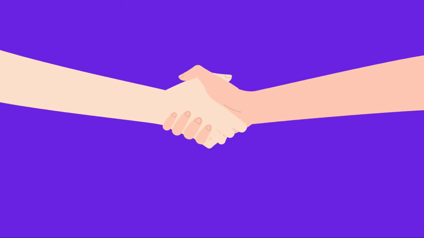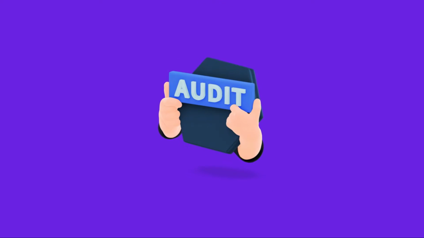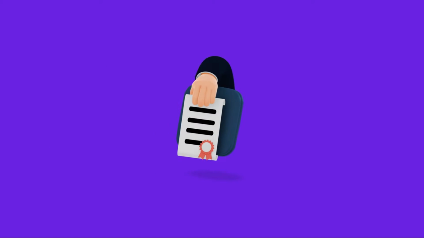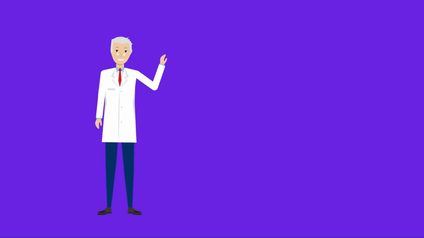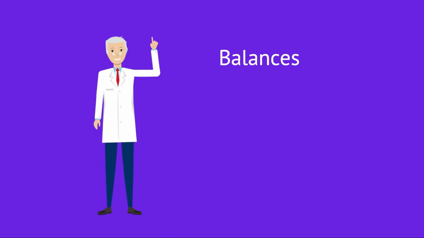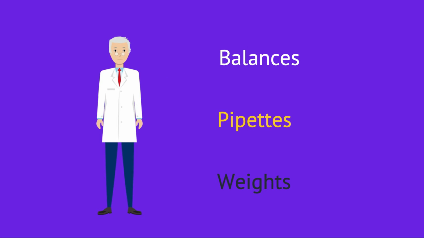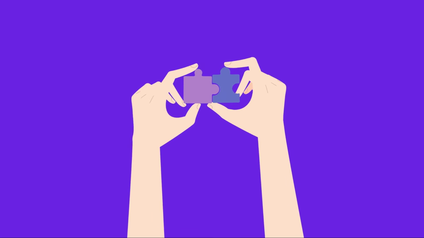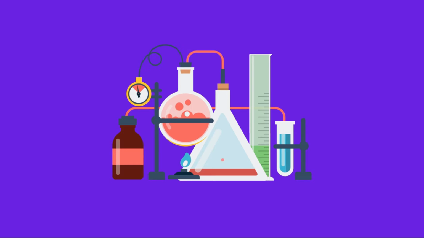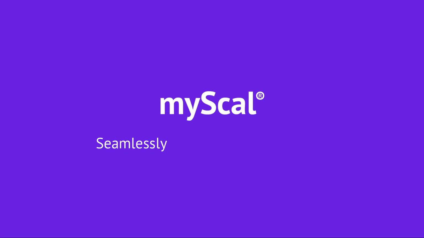With this software, you will make your auditor happy. It facilitates the audit and is compliant with ISO standards and will soon be validated. And you know what's the best? You don't need any additional calibration software. In myScal, you can calibrate balances, pipettes, or weights, or all three. You just put it together like a puzzle, the way it suits you the best. This software may be an ideal solution for your calibration lab, because myScal is a seamlessly smart calibration software.